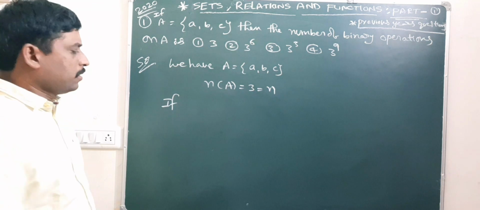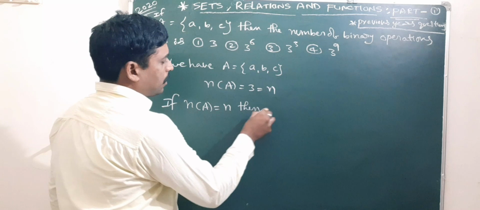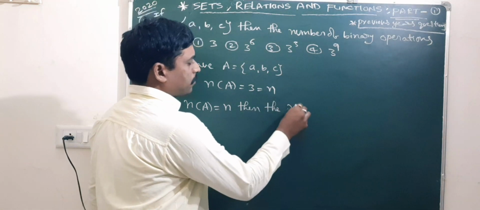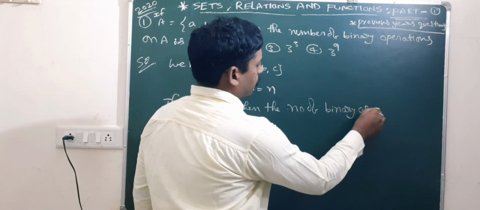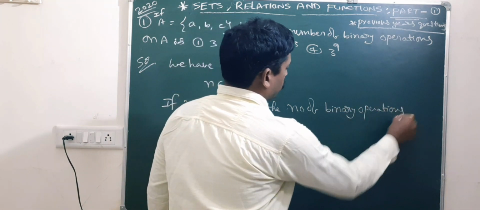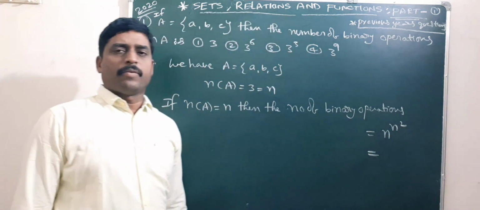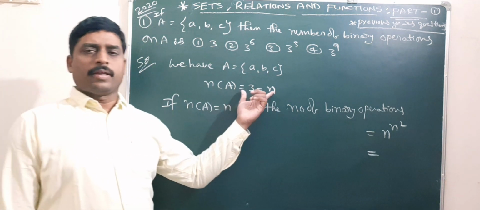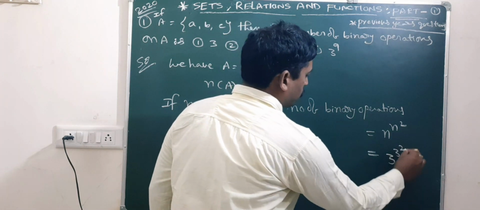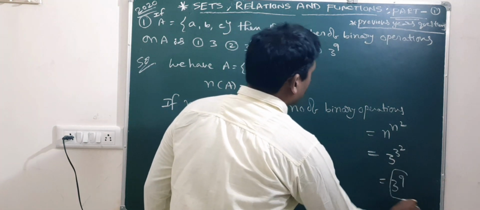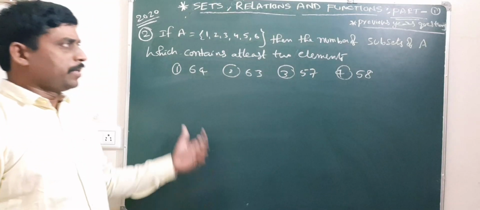We know one formula: if A has n elements, then the number of binary operations is n to the power n square. This is a very important formula, where n is the number of elements in A. So given 3 to the power 3 square, which is equal to 3 to the power 9. So which option is correct? Fourth option is correct.